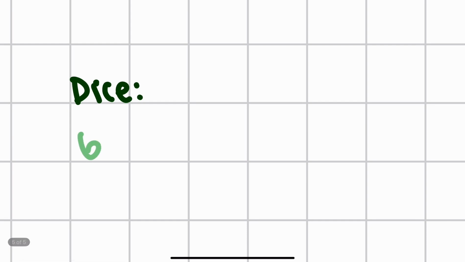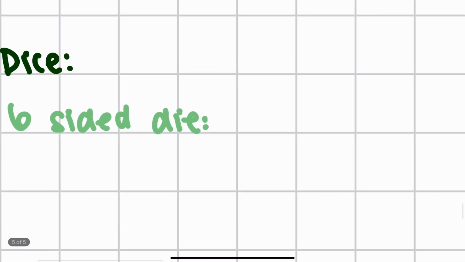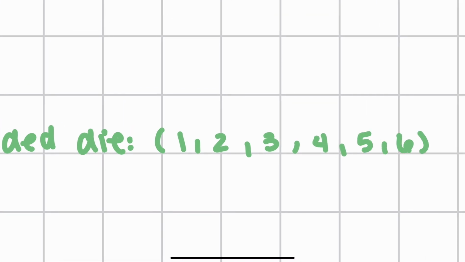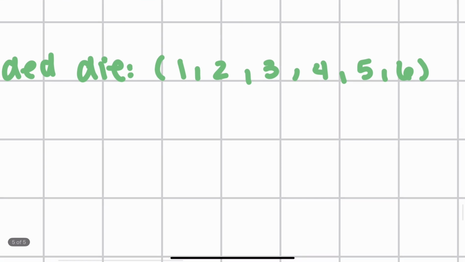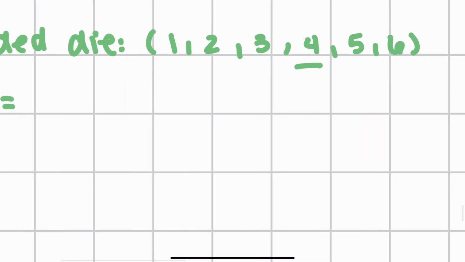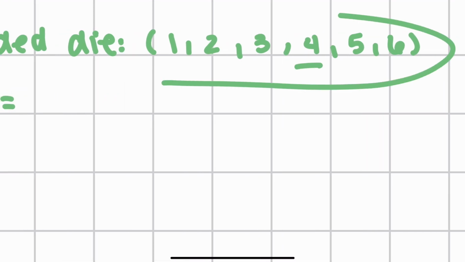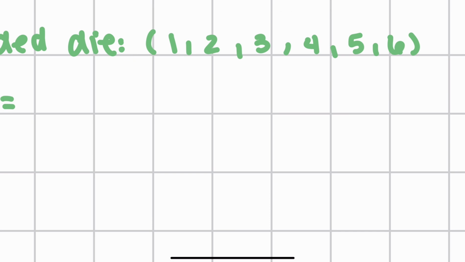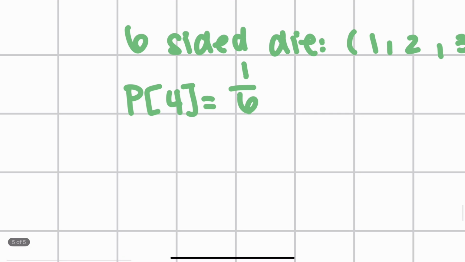Let's say you have a 6-sided die. The total possible outcomes when you roll this die are 1, 2, 3, 4, 5, and 6. So if we want to find the probability of rolling a 4, we would take the one possible 4 outcome from these 6 total possible outcomes, and we would say 1 divided by 6. That's the probability of rolling a 4.